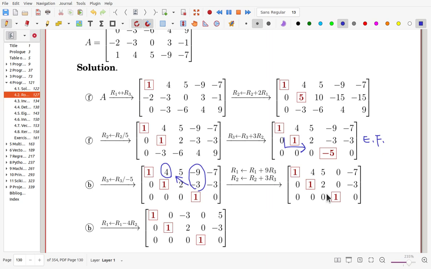However, if you try to get the reduced echelon form, then reduced echelon forms are unique. You can have only one reduced echelon form, so that one and only one reduced echelon form exists for a given matrix. So this is the unique reduced echelon form of the given matrix A. Okay.